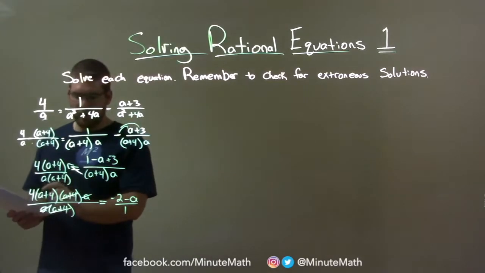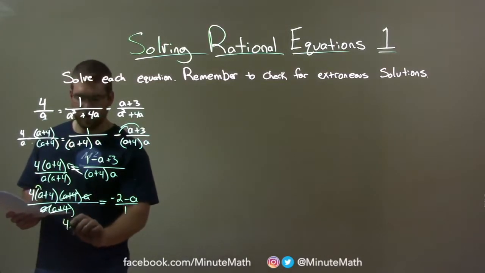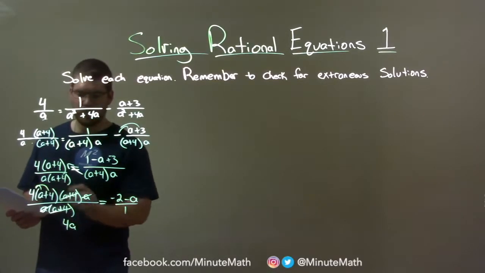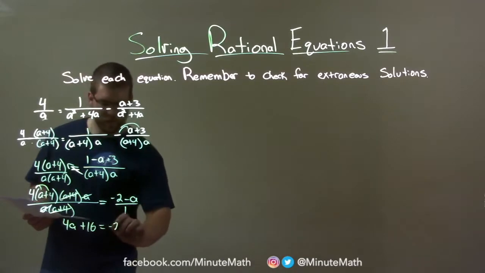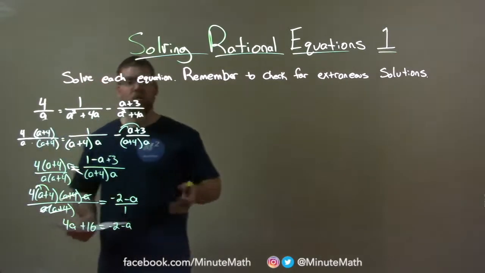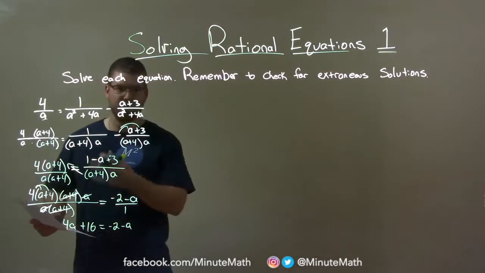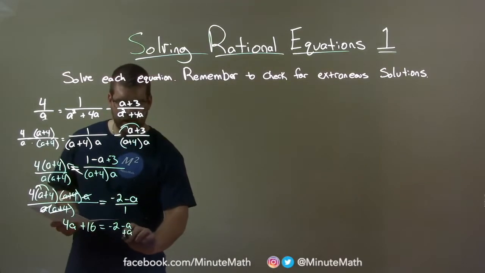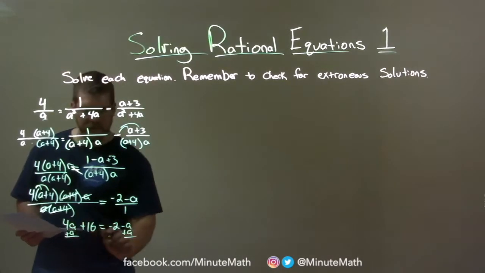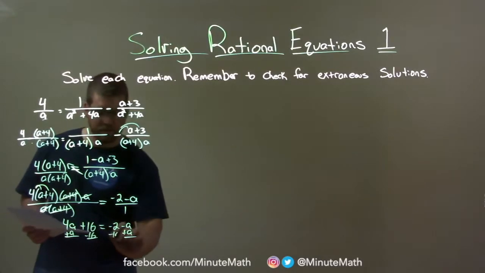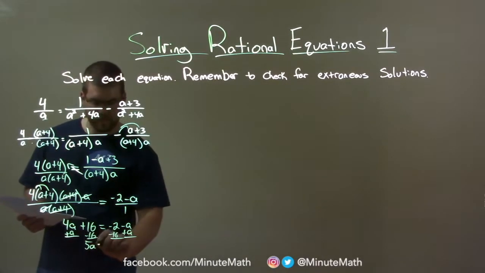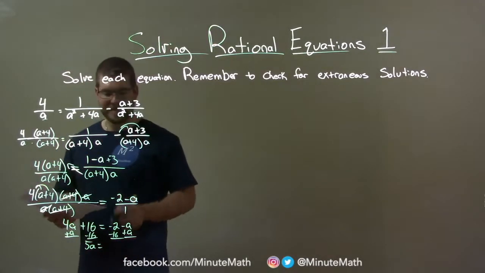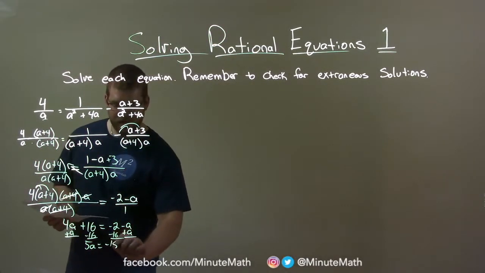So we now have, well, 4 times a plus 4, and let's distribute that. So we have 4a plus 4 times 4, which is 16, plus 16 equals a negative 2 minus an a. Let's bring our like terms together. A's to the left, numbers to the right. I add an a to both sides, and I subtract a 16 to both sides. I'm left with 4a plus a is 5a, and negative 2 minus 16 is negative 18.